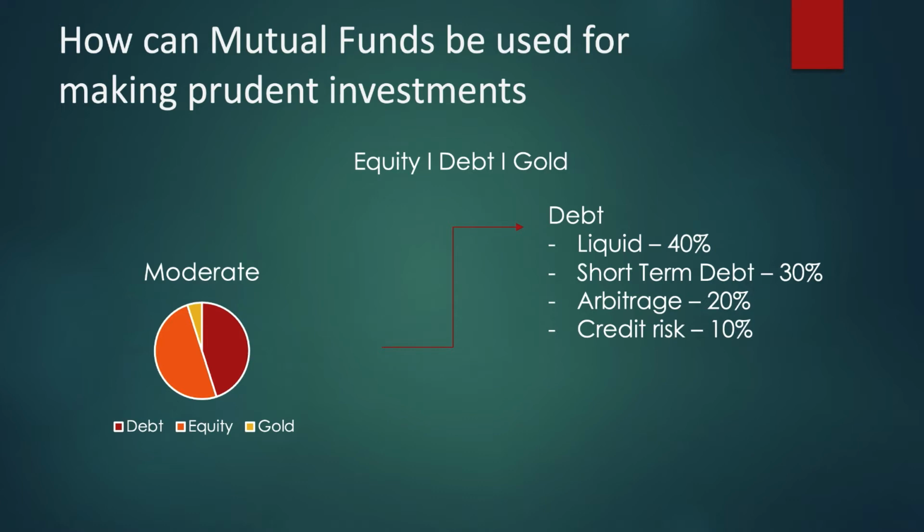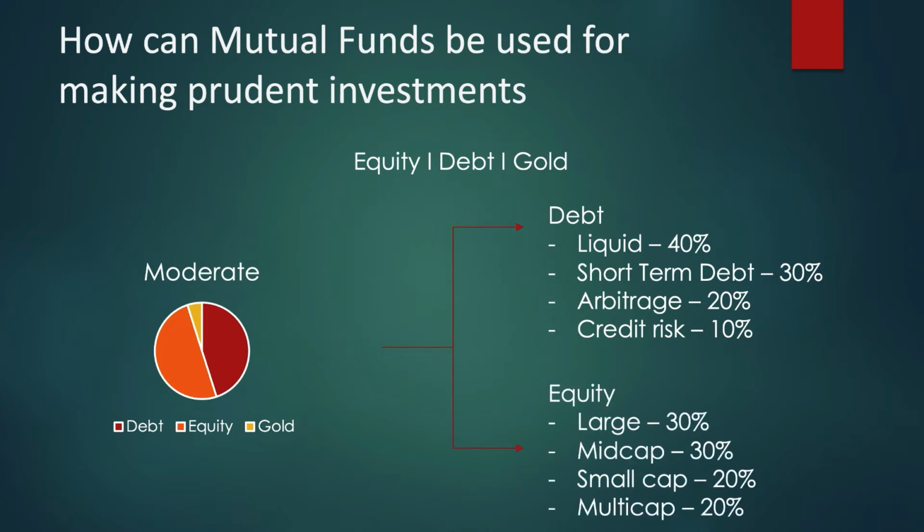Now we move to the equity side. For a moderate profile, large cap could be a 30% allocation. These are large companies, blue chip companies. Mid cap could be 30%, small cap 20%, and multi cap 20%. In case a person is conservative, the allocation will be more on large cap and less on small cap. Similarly, if someone is aggressive, the allocation from large and mid may shift to small cap. Again, how much percentage shifts varies from investor to investor, and there is no standard allocation.